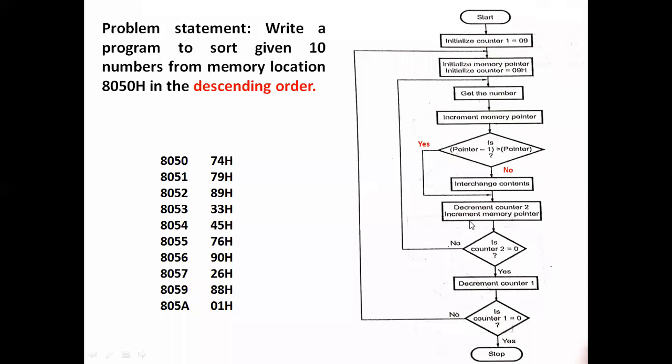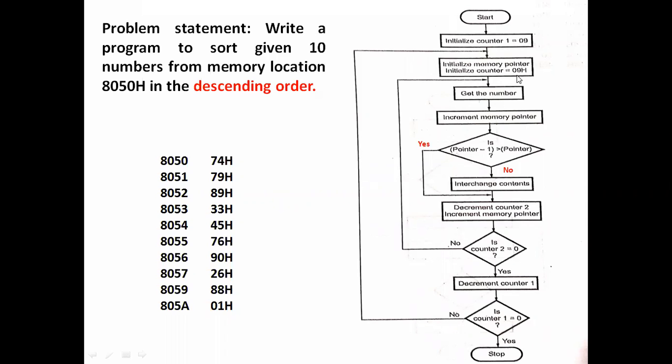We have to go for the second comparison. So the first comparison has been done, we will decrement the counter and increment the memory pointer. And then we'll check whether the counter has become 0 or not. If the counter is not 0, we will repeat the process. We will take the second number, and it will be compared with the third number. And so we will be interchanging the content or not interchanging depending upon whether the first number is greater than the second number or not. And this process will go on until counter 2 becomes 0.